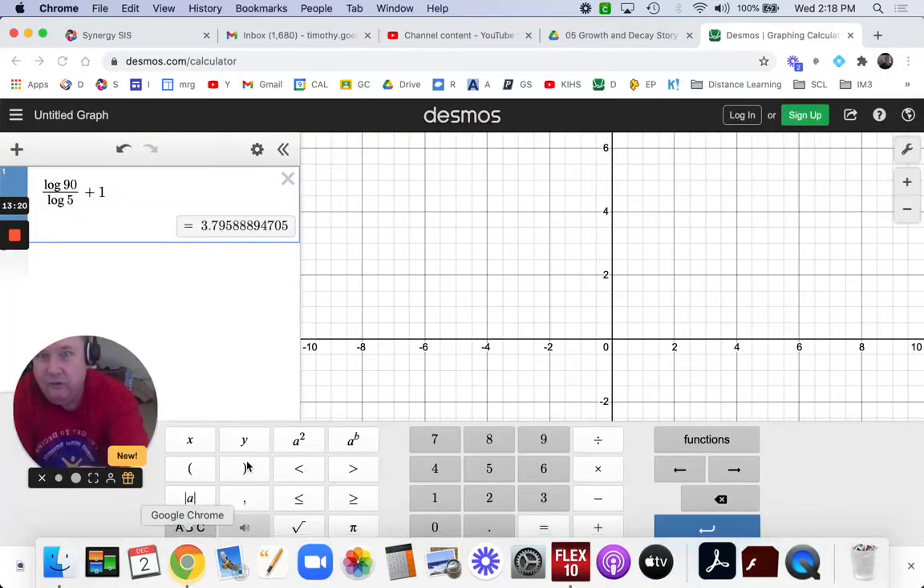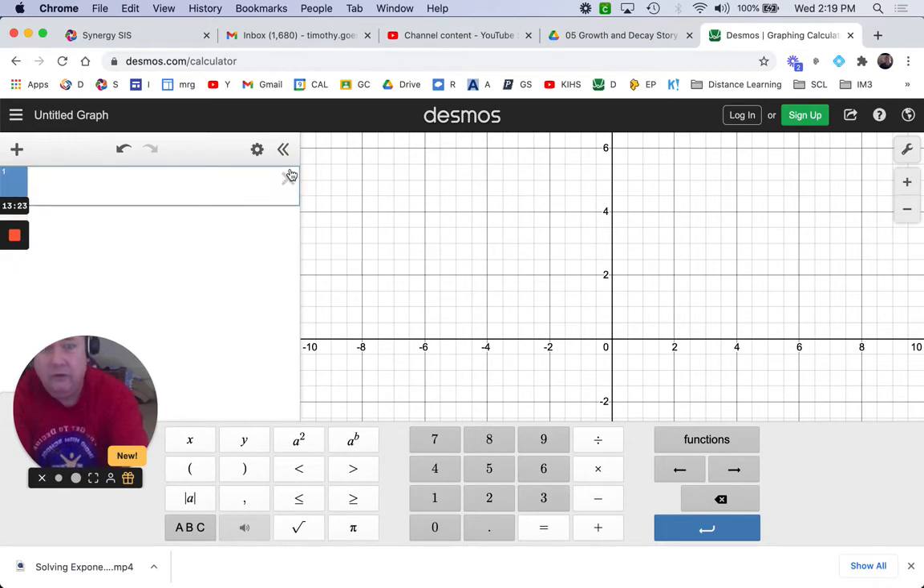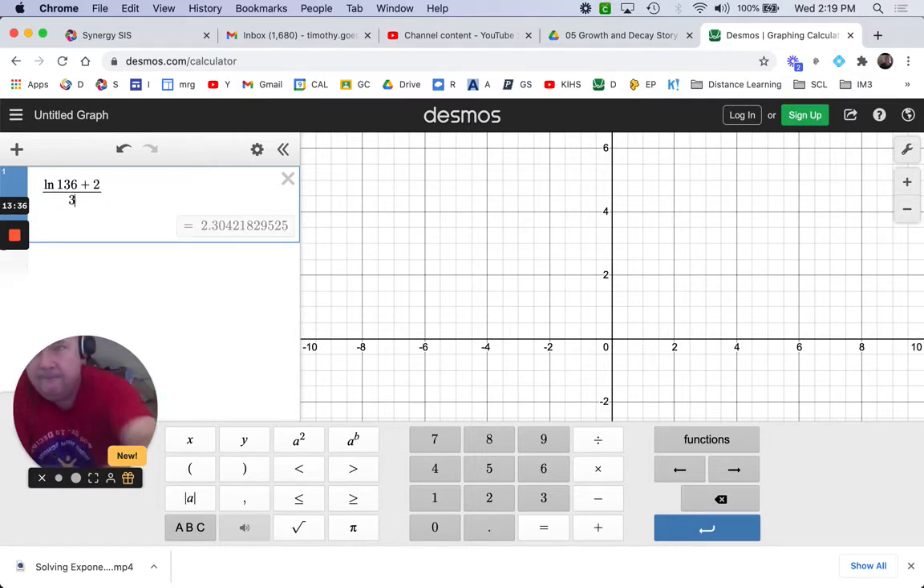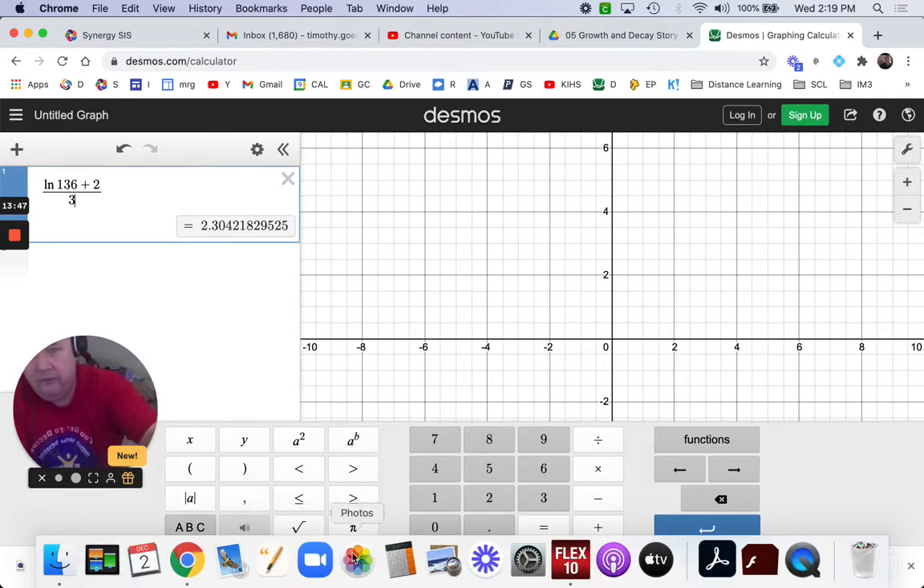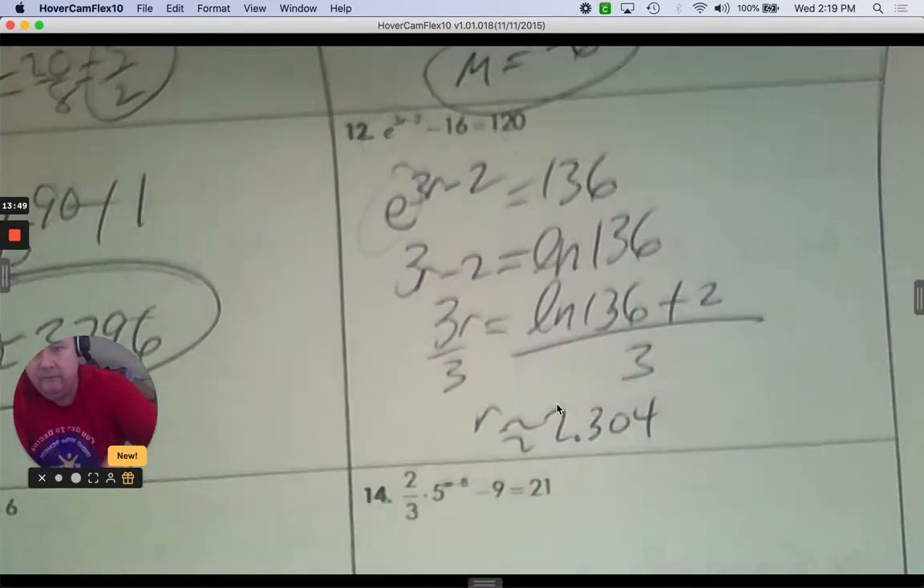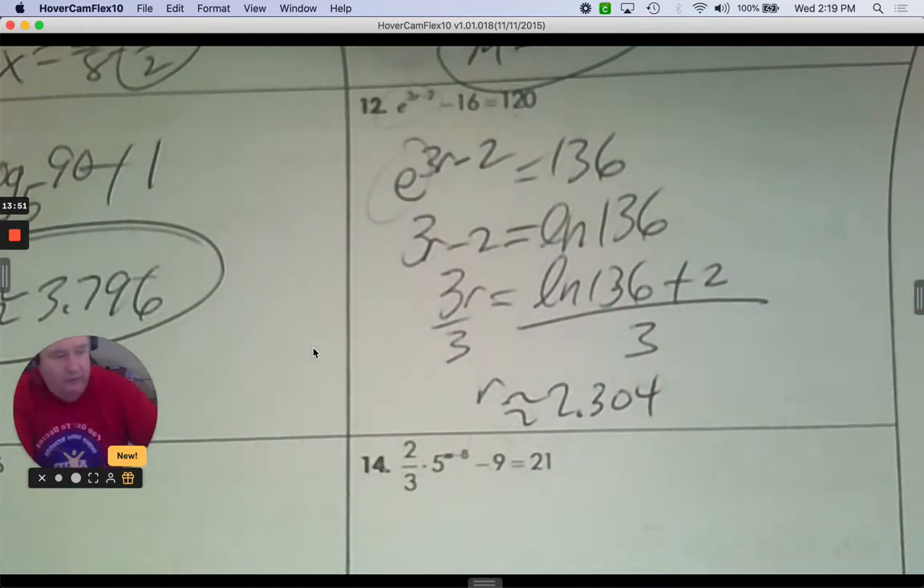This is what it looks like. So start with this, and then ln 136 plus 2, and then in the denominator 3. And you get 2.3042. I'll just do it to 3 decimal places. So 2.304.